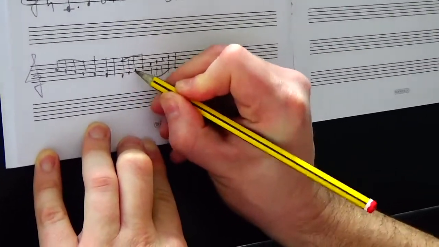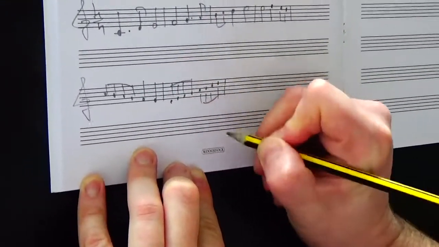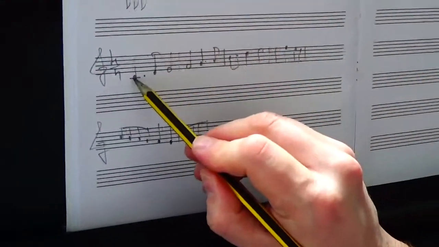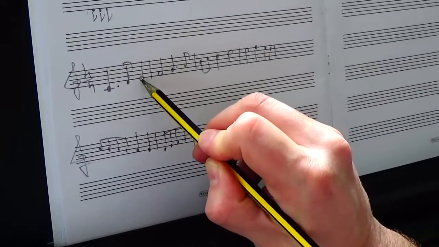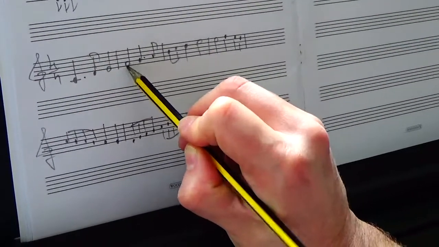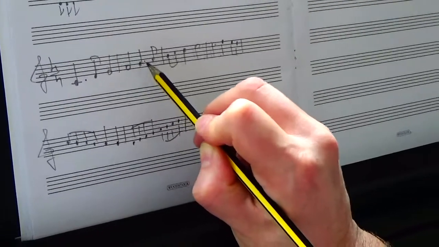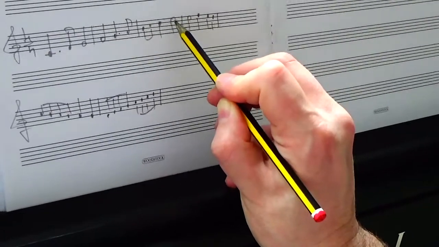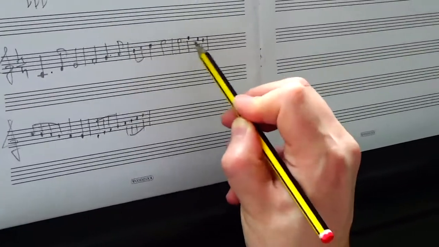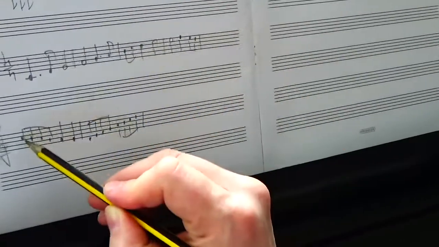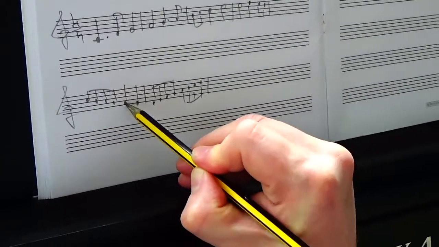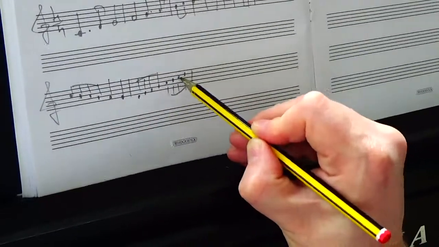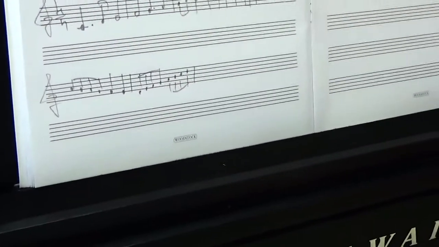So 1 and 2 and 3 and 4 and indeed, how will you count? You will always do 1 and 2 and 3 and 4 and 1 and 2 and 3 and 4 and 1 and 2 and 3 and 4 and 1 and 2 and 3 and 4 and 1 and 2 and 3 and 4 and 1 and 2 and 3 and 4, and we can definitely do even more.